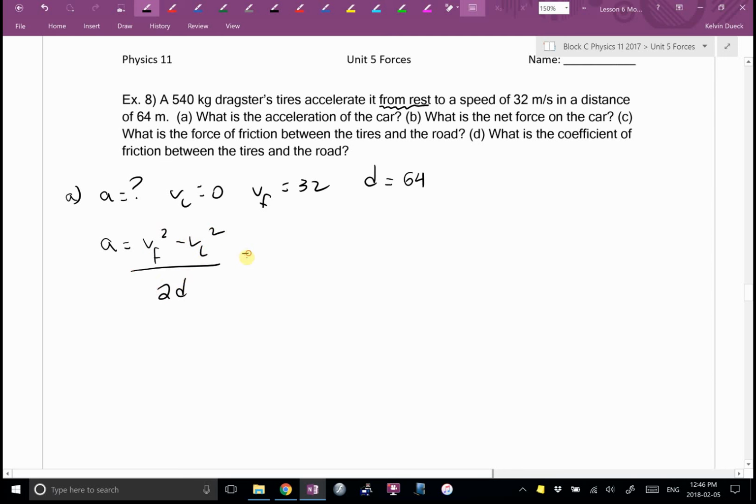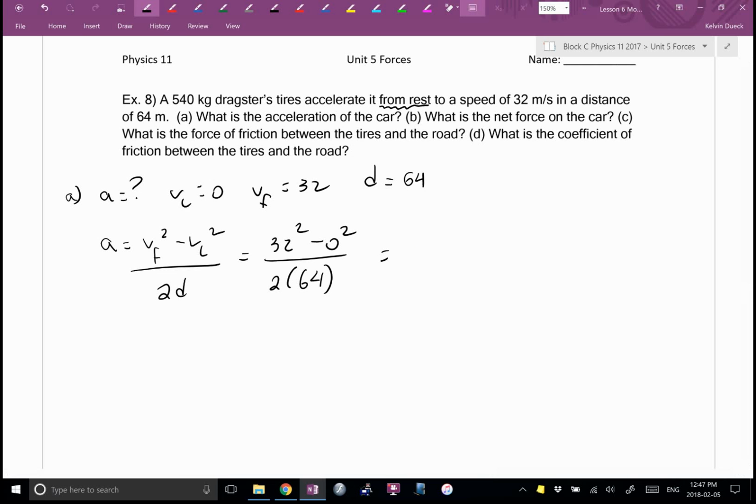Remember how tough that seemed a couple of months ago, and now it's like, oh, for Pete's sake, piece of cake. What was vf? 32. Don't forget the squared. Minus 0 squared all over 2 times 64. I might be able to do this in my head, because 32 is 2 to the 5th, so this is really 2 to the 10th. 64 is 2, 4, 8, 16, 32, 64. It's 2 to the 6. Double check me. They're all powers of 2, and so I actually used my exponent rules. It's 2 to the 10th divided by 2 to the 7th, which is 2 to the 3rd. It is 8, yeah?